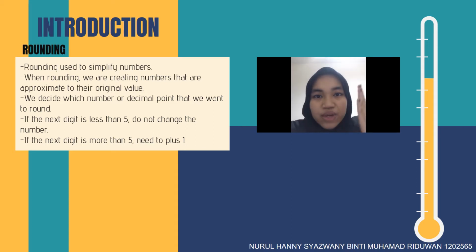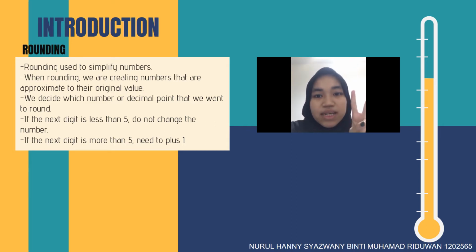First, we decide the numbers that we want to round. And then, if the next digit is less than 5, we don't have to change the number. And if the next digit is more than 5, we need to add one to the number.